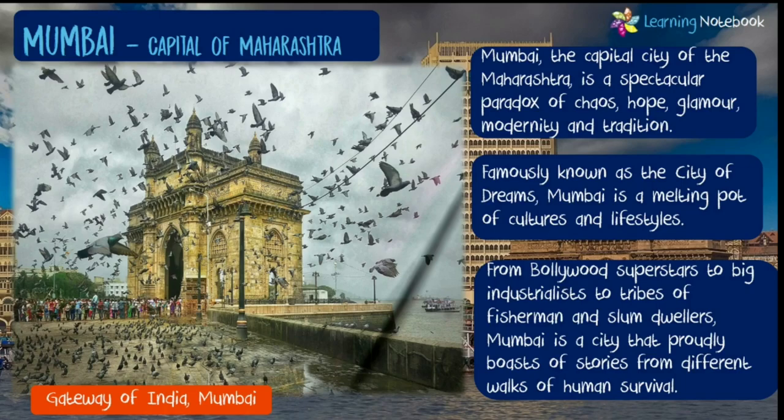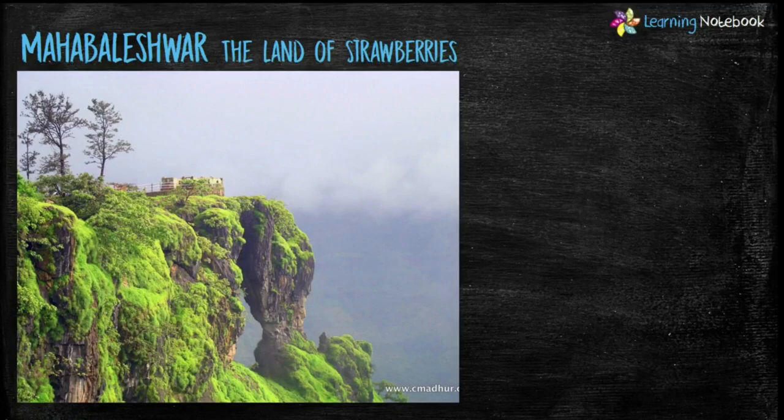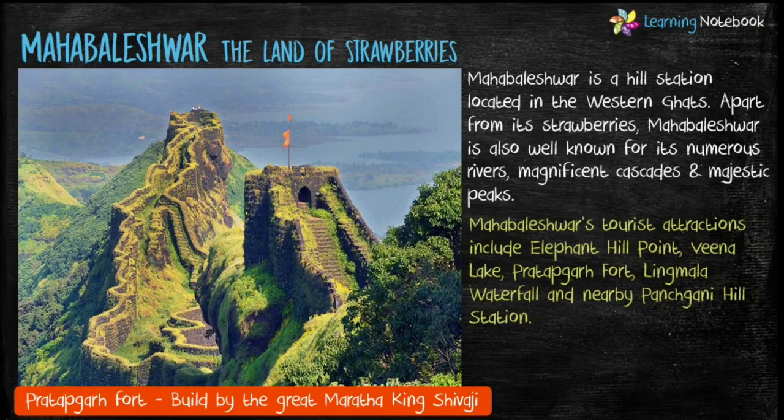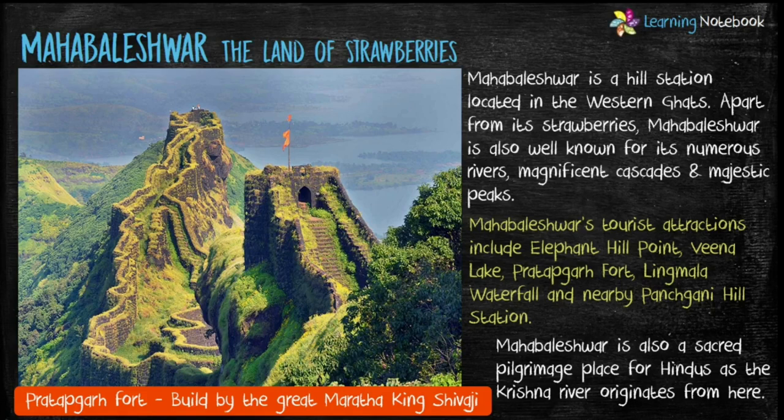The second famous place of Maharashtra is Mahabaleshwar. It is a hill station located in the Western Ghats. Apart from its strawberries, Mahabaleshwar is also well known for its numerous rivers, magnificent cascades and majestic peaks.